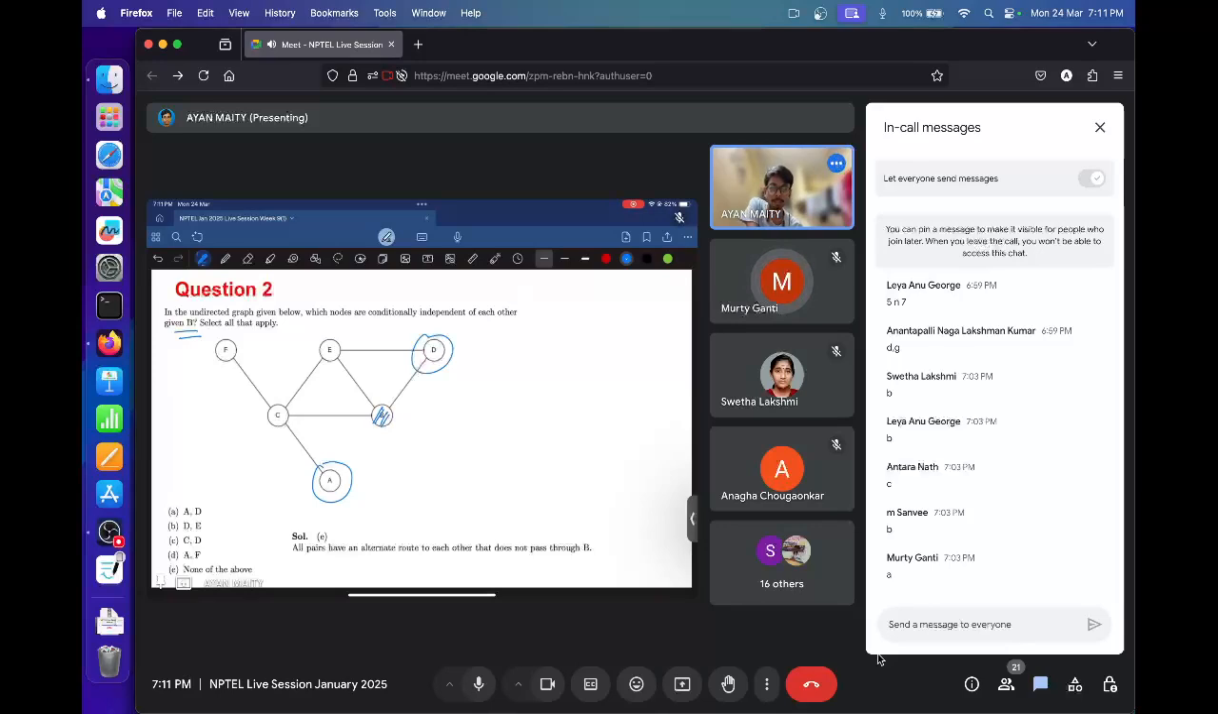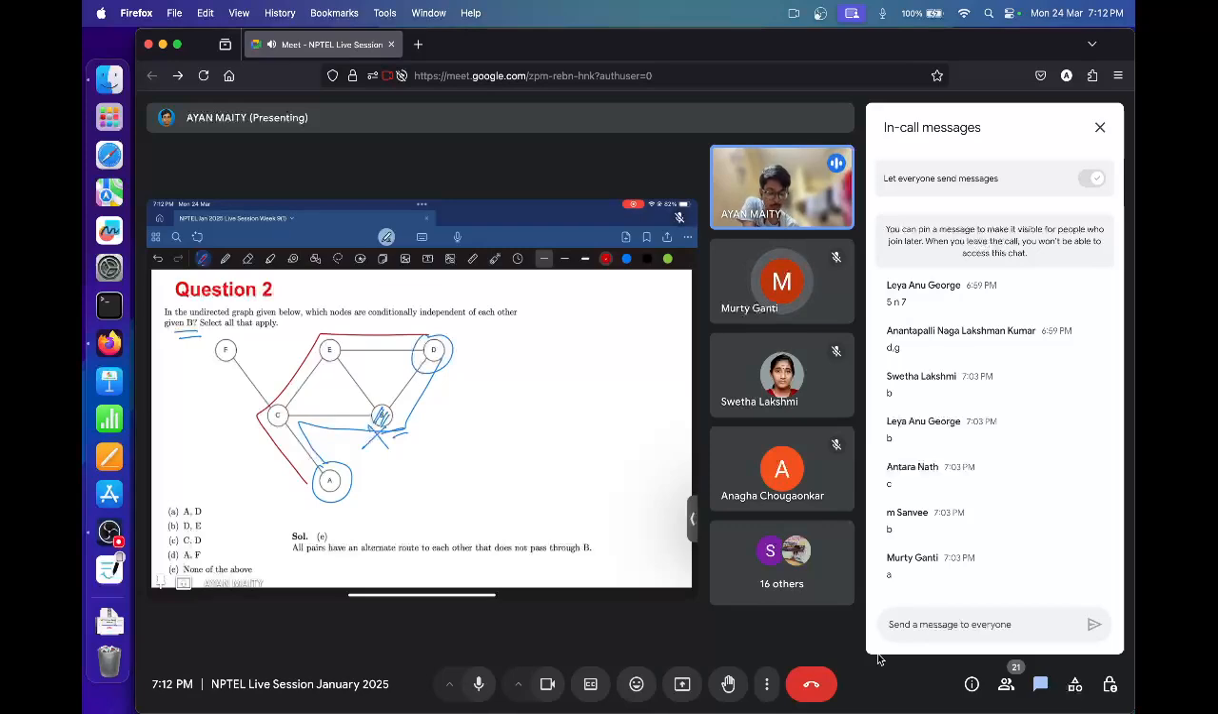B would block any path going through B because B is given. So if you consider the path A, C, B, D, this path would be blocked at B because B is given. But the path A, C, E, D, this red path, cannot be blocked by B because it does not go through B. So there exists a path between A and D that does not go through B, and this path is not blocked.